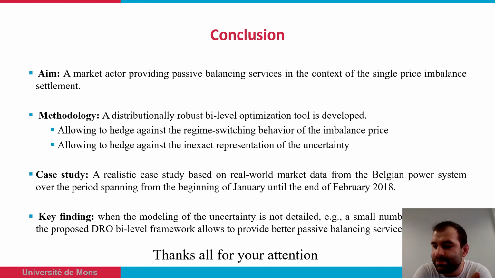So, to conclude, this paper aims at supporting the decision-making process of a market actor that provides passive balancing services. To do so, we develop a distributionally robust bi-level optimization tool, which has two benefits. The first one is that it allows to hedge against the regime-shifting behavior of the imbalance price. And the second benefit is that it allows to take into account the fact that the uncertainty representation of the future system balance cannot be perfectly captured by our model, and to be more robust against that.